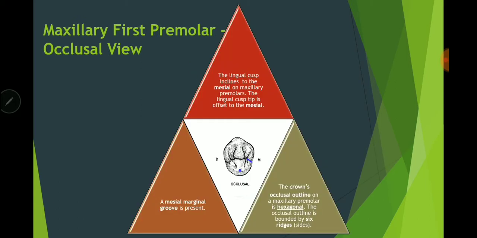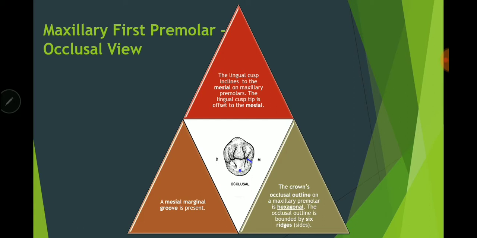All right, so maxillary first premolars, occlusal view. As you can see in the picture here, maxillary first premolars, I cannot stress enough, these are my favorite teeth, and for the purpose of boards, they have to be your favorite teeth too, so that you know the anatomy. It has very good anatomy, which as a dentist you can appreciate.